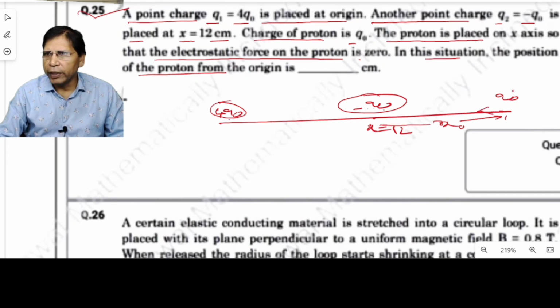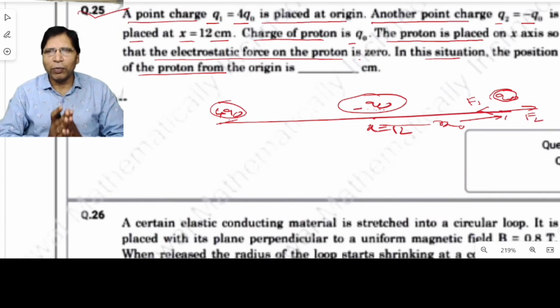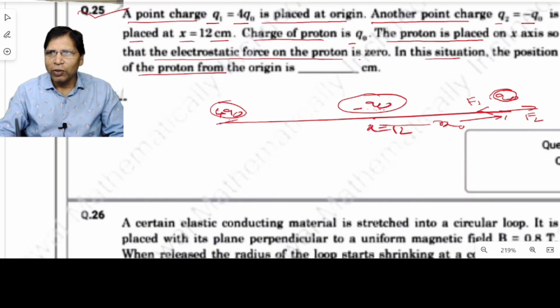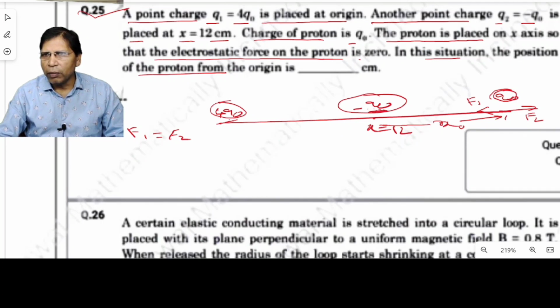Due to the minus q naught charge, the proton experiences force F1 along this direction. Due to the 4 q naught charge, the proton experiences force F2 along this direction. If F1 equals F2, then the net force acting on the proton is zero. Understood? Now the distance between minus q naught and the proton is x naught, and the distance between 4q naught and the proton is 12 plus x naught.